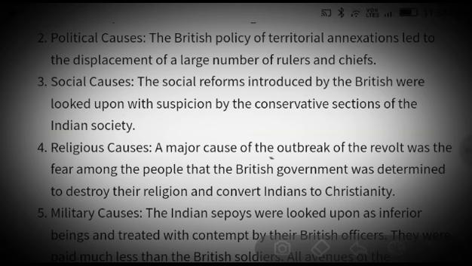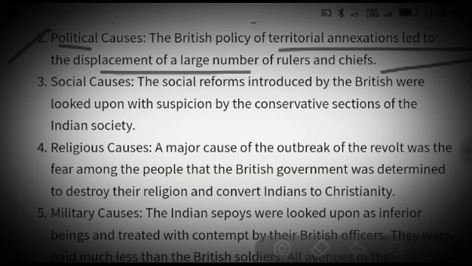Political causes. What are the political causes? The British policy of territorial annexation led to the displacement of a large number of rulers and chiefs.